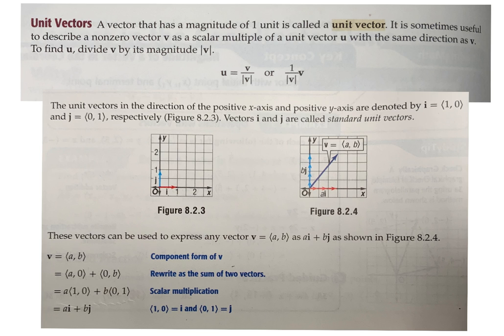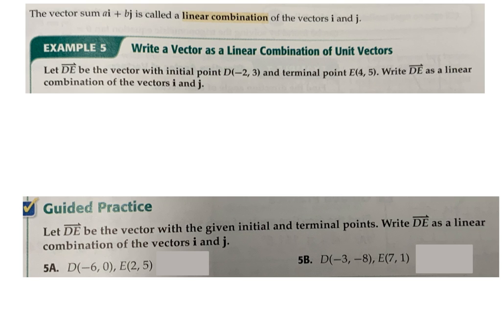And I also want you to recognize ai plus bj. This is standard form. You have i and j as your standard unit vectors, and in component form, this is what it looks like. All right, so let's look at example 5. So we have DE is a vector with initial point -2, 3, and a terminal point 4, 5. Right, DE is a linear combination of the vectors i and j.